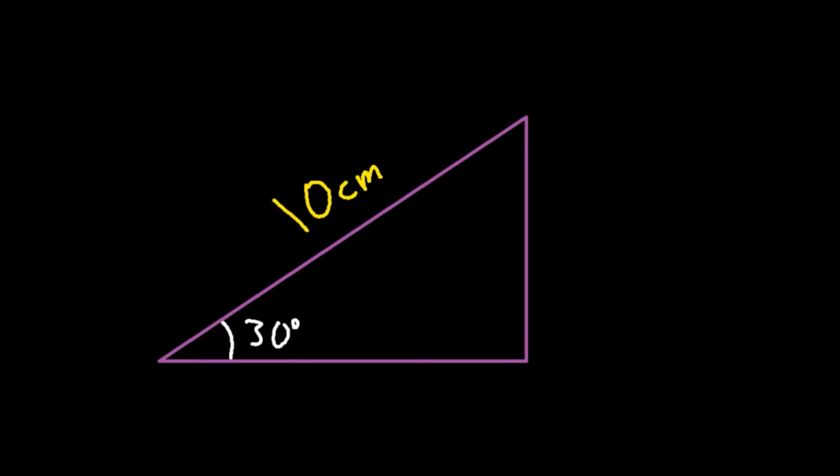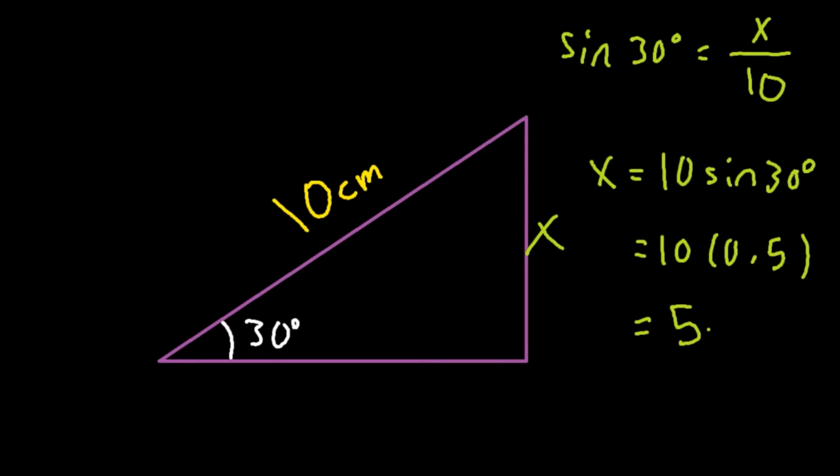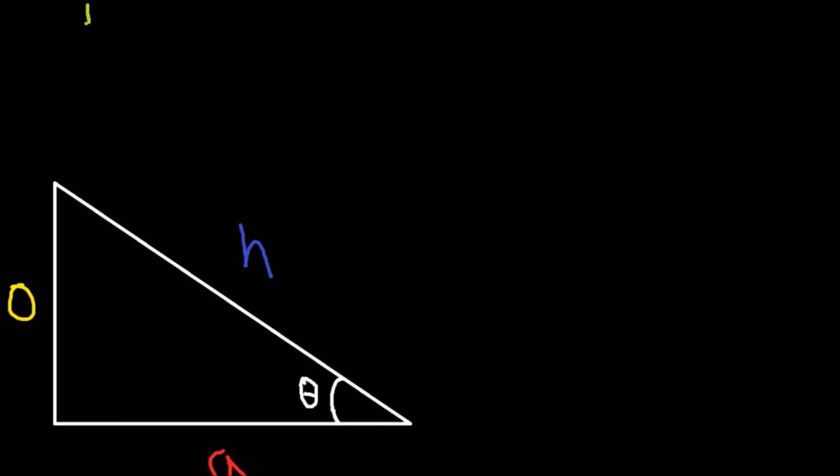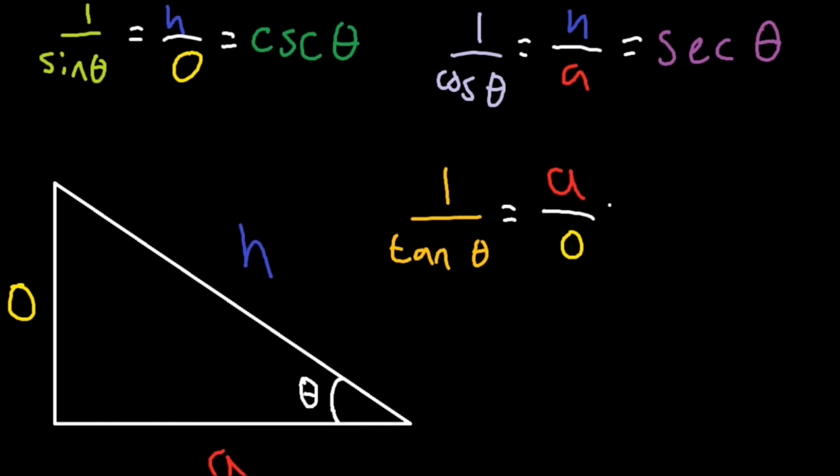Additionally, if you had this triangle, we could find the opposite side by multiplying the hypotenuse, with a measure of 10, by the sine of the angle, which a calculator tells us is 0.5, and obtain the opposite measure of 5. In addition to those three ratios, we have their reciprocals, where the cosecant is the flipped version of the sine, the secant is the flipped version of cosine, and the cotangent is the flipped version of tangent.